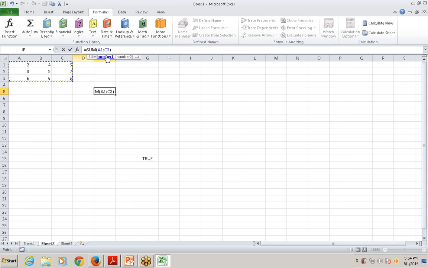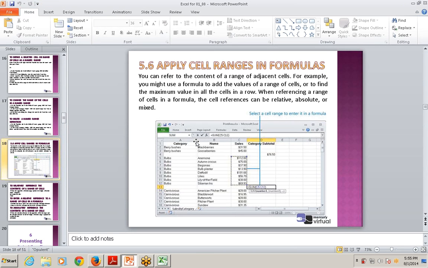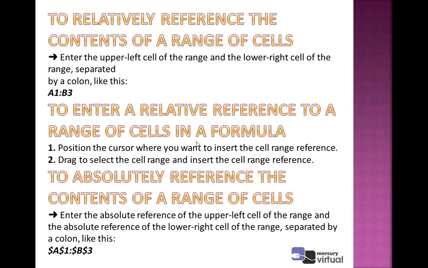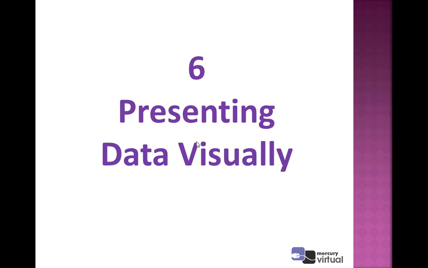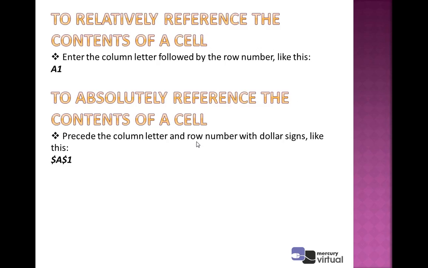If I want to change the range, simply use A1 to B1. This is 6, meaning the addition of 2 and 4, because A1 to B1 is 2 and 4, that is 6. So this is how we can use the cell ranges in the formula. So that's all for chapter number 5.